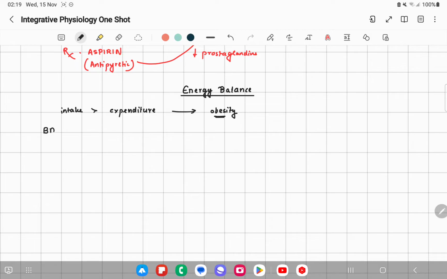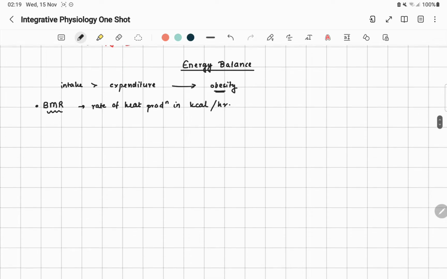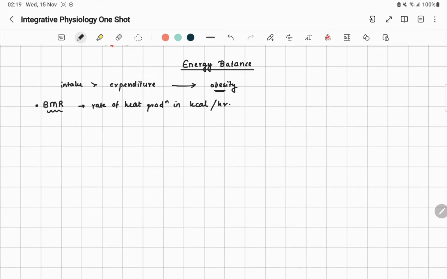Let's talk about what BMR, the basal metabolic rate, is. The basal metabolic rate is the rate at which the body expends energy per unit time. So it is expressed as the rate of heat production, in kilocalories per hour. It depends upon the food intake, the physical activity, and many other factors. Energy expenditure will increase if you do physical exercise like swimming, cycling, running, jogging, etc.